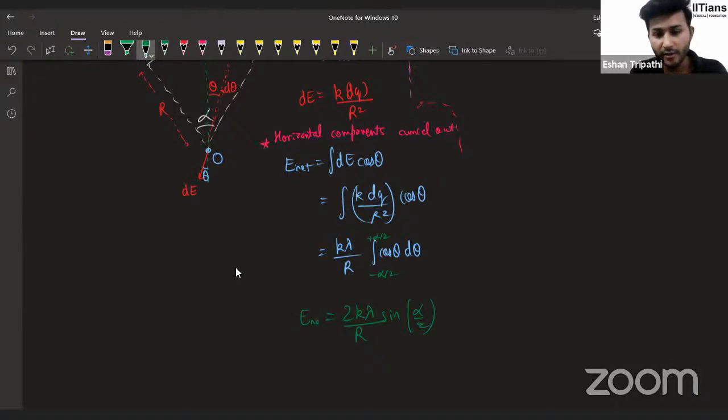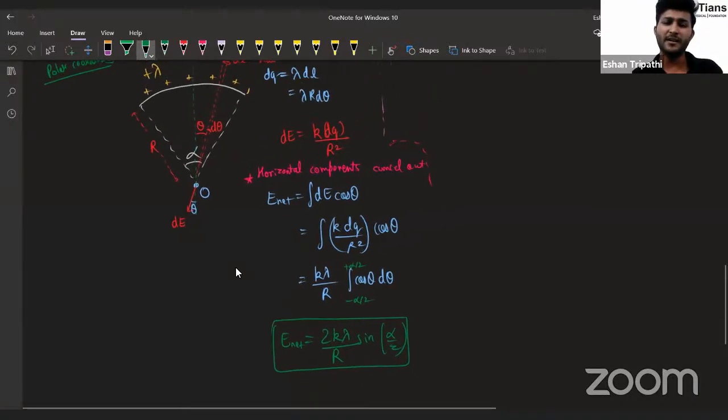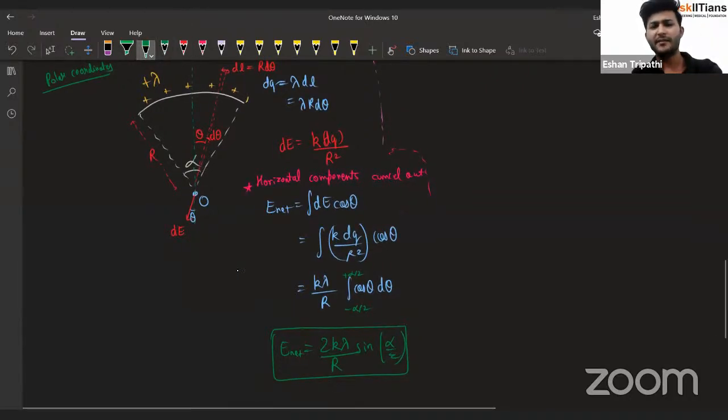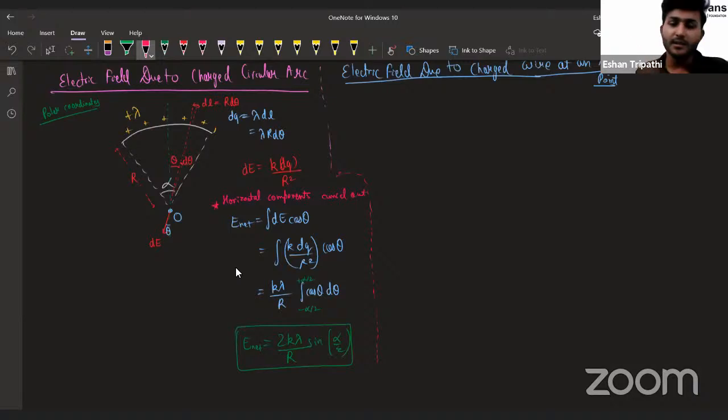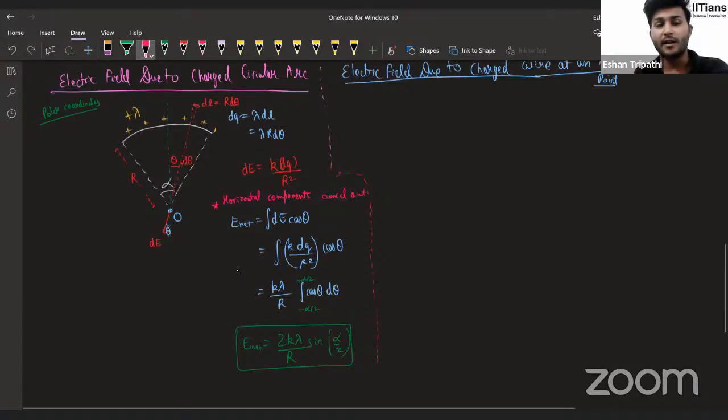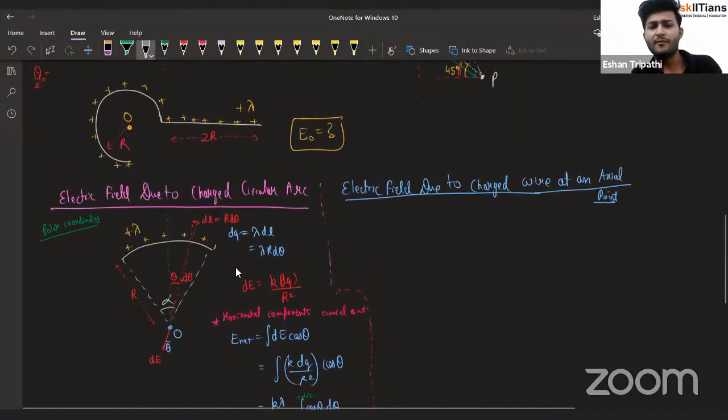This formula you need to derive. I do not suggest learning this. Not a very common one, but if the question is asked, we can derive it very quickly. Here we have explained everything, but by yourself you can do it within 1 minute. Okay, so this formula is for a charged circular arc. So that is basically one half of the question.